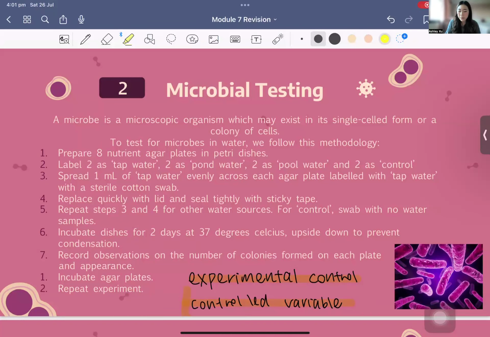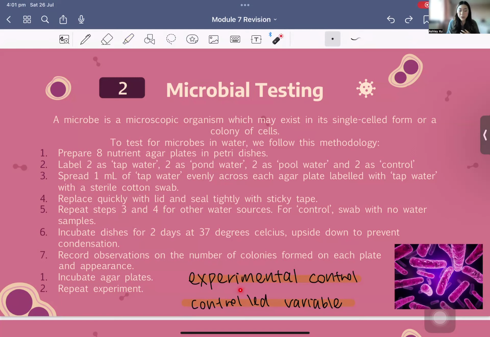Controlled variables can be the scientists testing it, okay? We don't want different scientists measuring the results, and this can skew our results. The environment that it is in, the temperature the agar plates are incubated in, those all have to be controlled. Without controlled variables, your experiment is not valid. Okay, those are controlled variables.